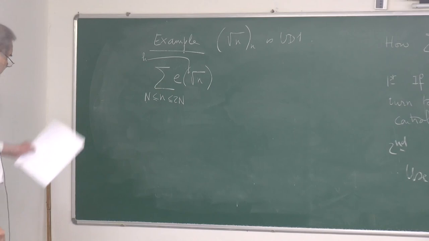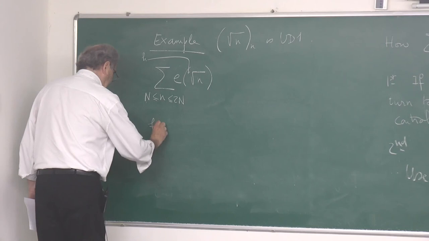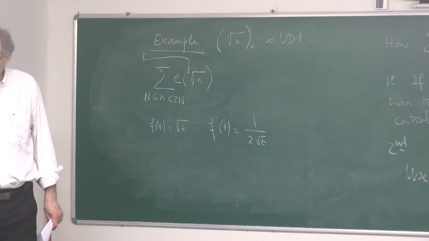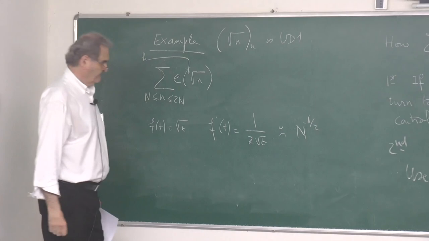So what you have to say is what is square root of n over this interval. The derivative of f of t equals square root of t should be f prime of t equals 1 over 2 square root of t. And so this is pretty small. This is something of the order of magnitude 1 over square root of n.